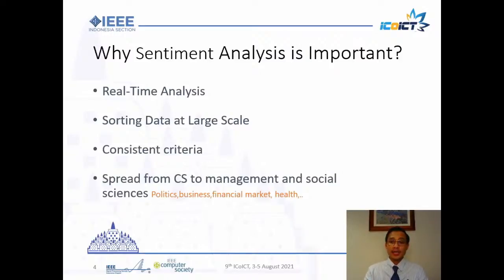You can also use it for sorting data at large scale, for example tweets. Can you imagine sorting through thousands of tweets, customer support conversations, or surveys? There's just too much business data to process manually, so you can do it easily with sentiment analysis.